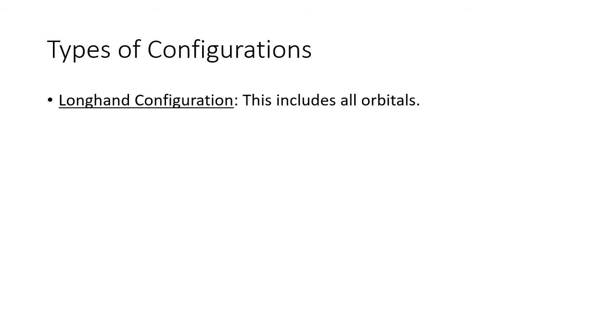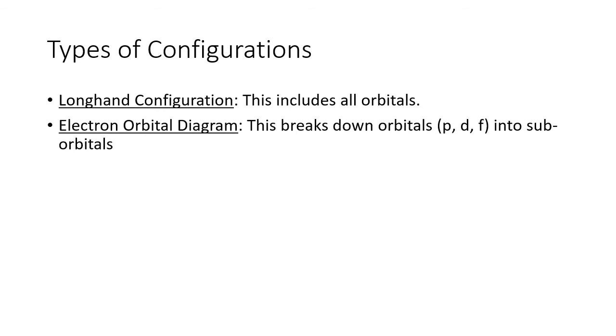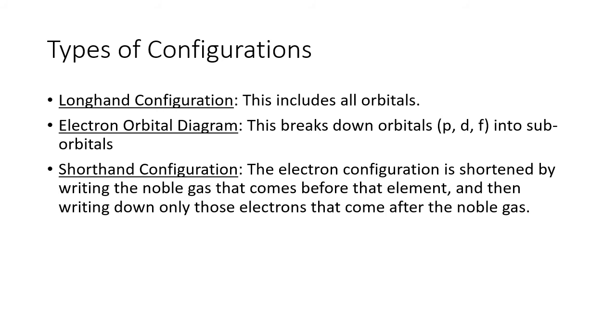There are 3 types of configurations that we're going to write. The first one is called the longhand configuration, and this includes all of the orbitals and all of the electrons. The electron orbital diagram breaks down the orbitals, the p, d, and f especially, into suborbitals and draws how many electrons are in each of those. The third kind of configuration is called the shorthand configuration, or sometimes the noble gas configuration.